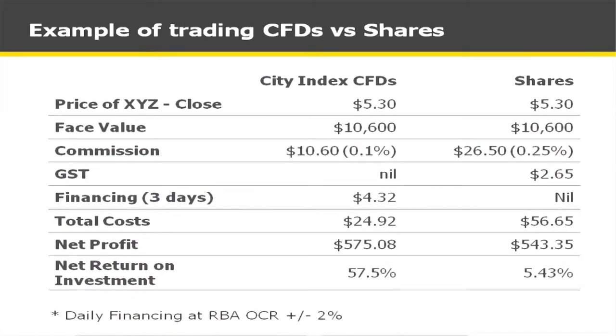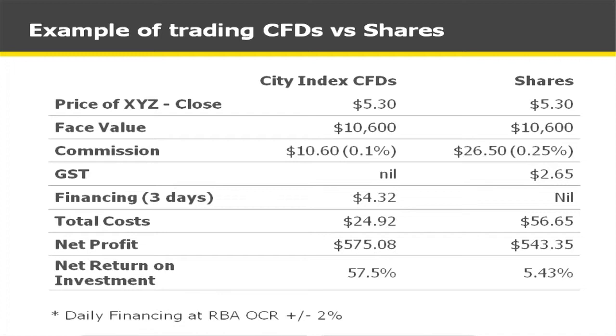Now if you've held a position open for 3 days, that would be 3 days worth of financing. So if it was $1.44 per day on our $10,000 position, you'd be looking at paying about $4.32 for 3 days worth of financing. Now, when you add up all of the costs of the CFD transactions, so the commission to open, commission to close, and the financing, it's cost you $24.92 in costs. So if we look at the $600 profit we've made on the trade, take away the $24.92, we're left with $575.08 of profit.